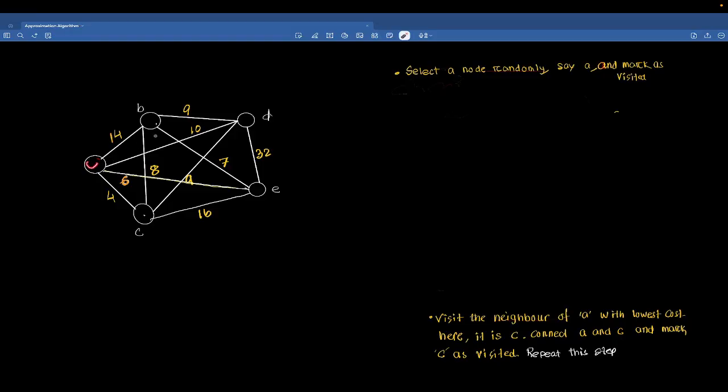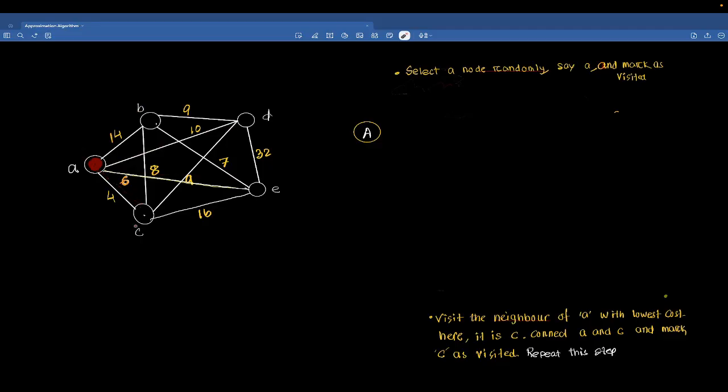We can start at any point or any vertex of this graph, and let's say in this case we have selected the node A. We'll draw the node A and mark it as visited in the graph. Let's say A is visited. A has 4 paths to go. One from A to B, cost is 14. From A to D, cost is 10. A to E, cost is 8. And A to C, cost is 4.